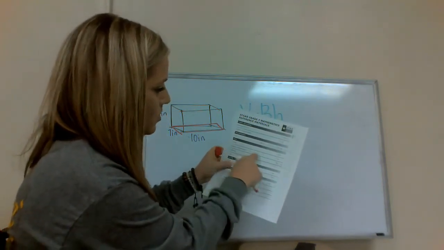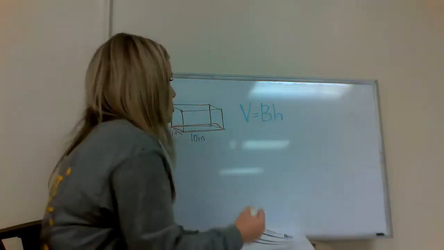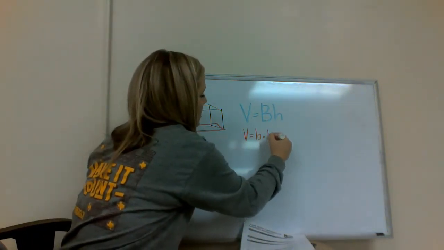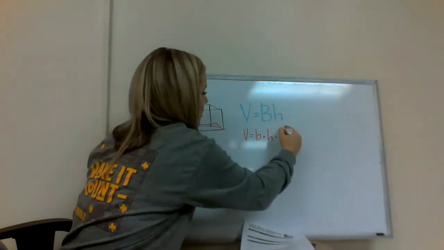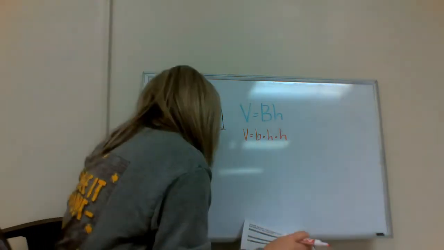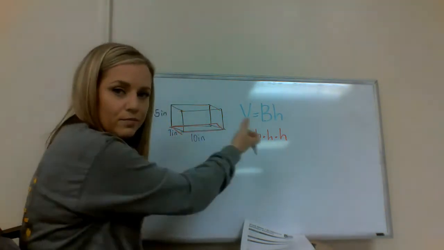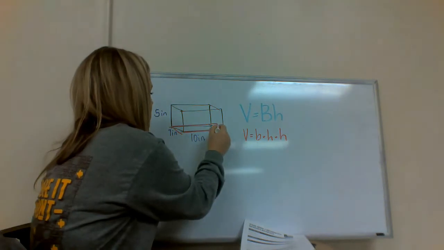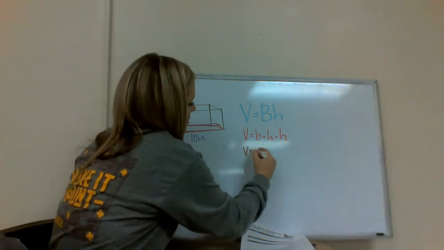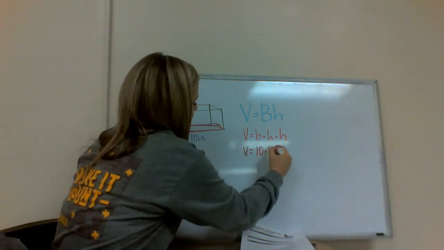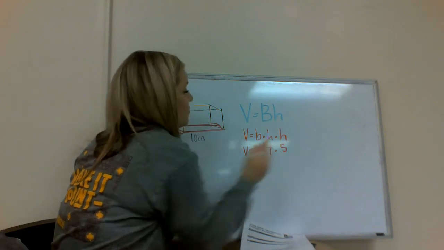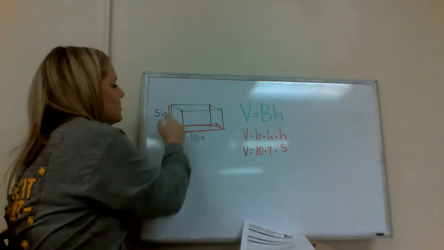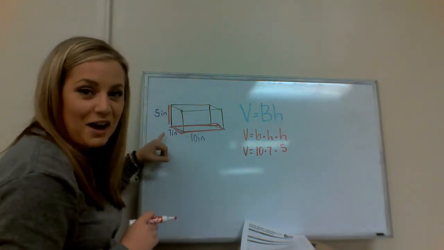Area of a rectangle is little b times h. So it's going to be little b times h, and then the height of this whole thing. They say whatever, base times height. Okay, so we're going to find the area of this, which is a 10 by 7. So volume equals 10 times 7 and then times 5, because the height of this is 5.